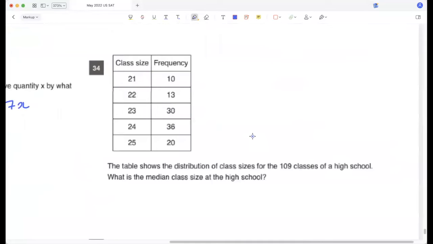The table shows the distribution of class sizes for the 109 classes of a high school. What is the median class size at the high school? So (109 plus 1) by 2, which is 55. So we are looking at the 55th value, 23, 53. So 24 is the 55th value. So that's the median.